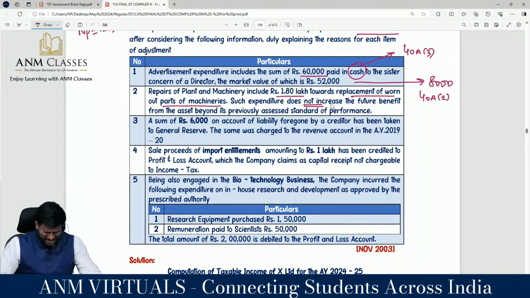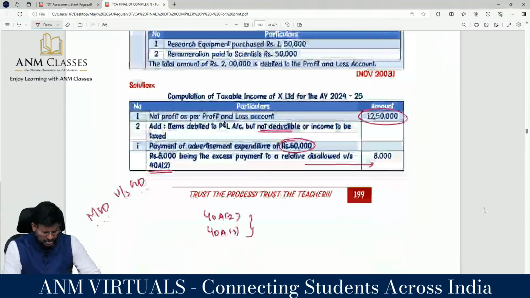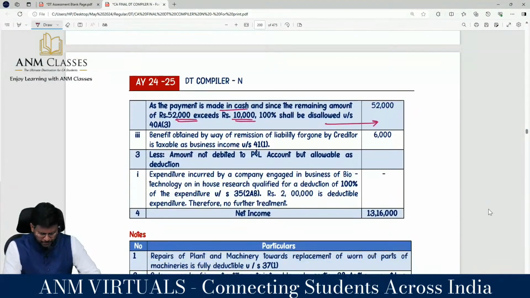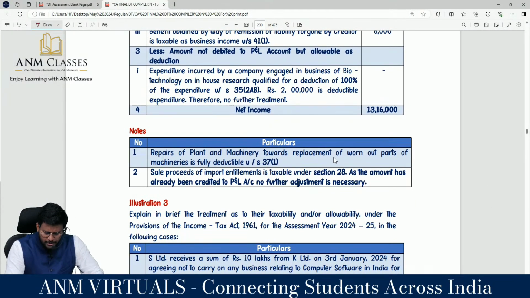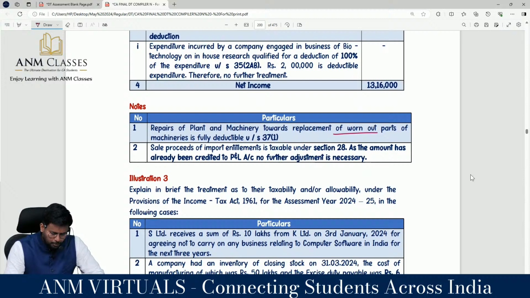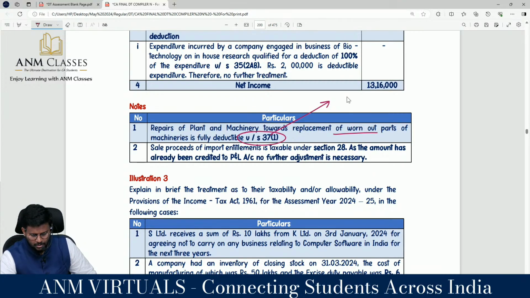That means will you treat this 1.8 lakhs as revenue expenditure or capital expenditure? Revenue expenditure. Are you really with me? Which is already debited to the P&L? So no adjustment is required. Repair of plant and machinery towards replacement of a worn out part of the machinery is fully deductible under section 37 subsection 1. What is 37 subsection 1? The general deduction. If the 7 conditions have been satisfied, you can claim deduction under section 37. Correct? Correct?